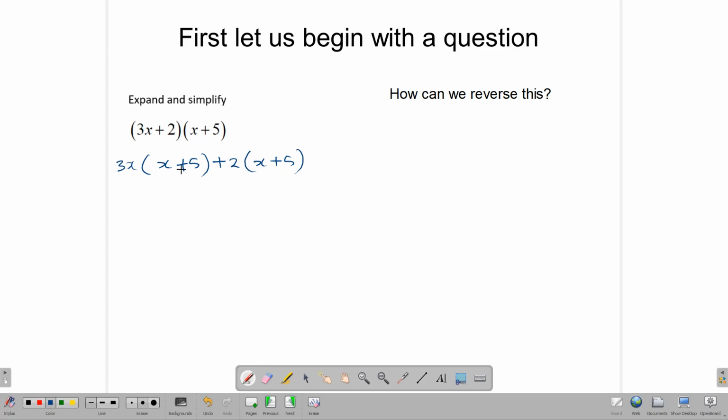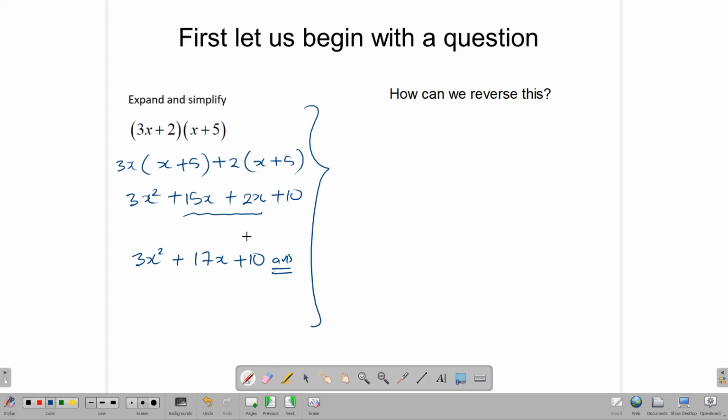Multiplying here, 3x times x gives us 3x squared. And then 3x times 5 gives us 15x. After that, we have 2 times x, which gives us 2x, and 2 times 5, which gives us 10. Because these two terms are similar, what we call like terms, we can add them together, and so our final expression, our answer, is going to be 3x squared plus 15 plus 2, that's 17x plus 10. And that is our answer.